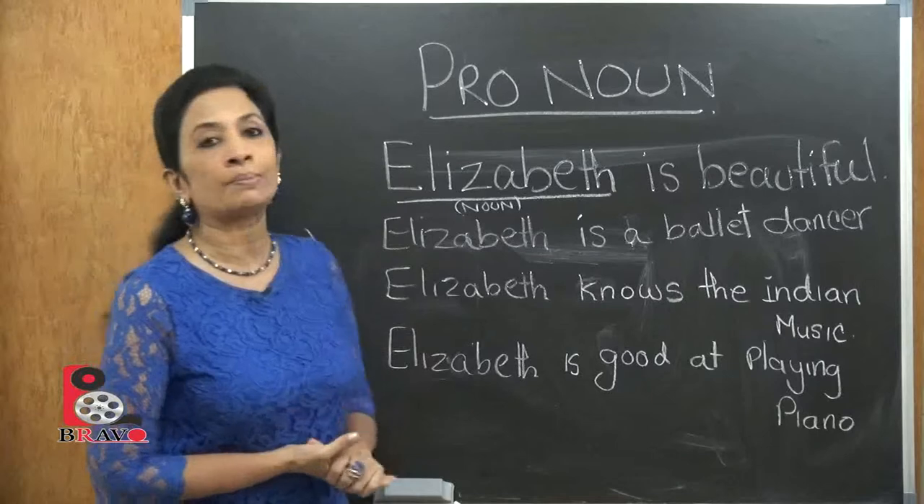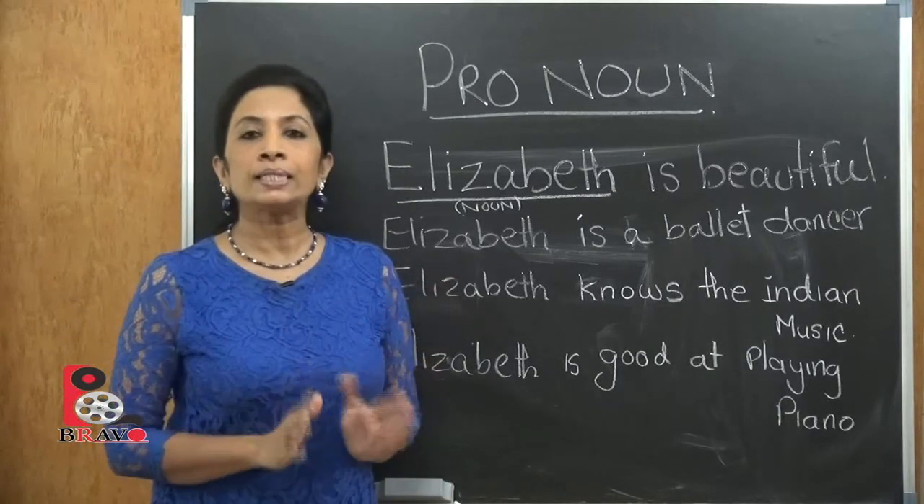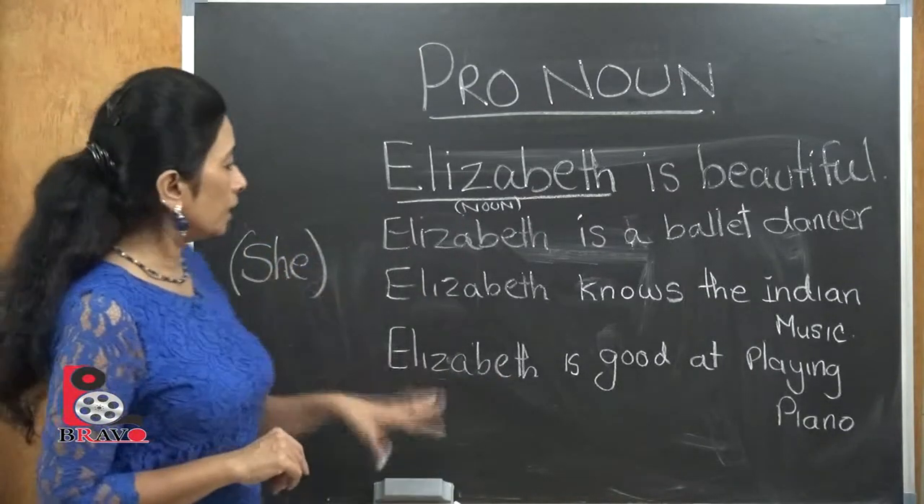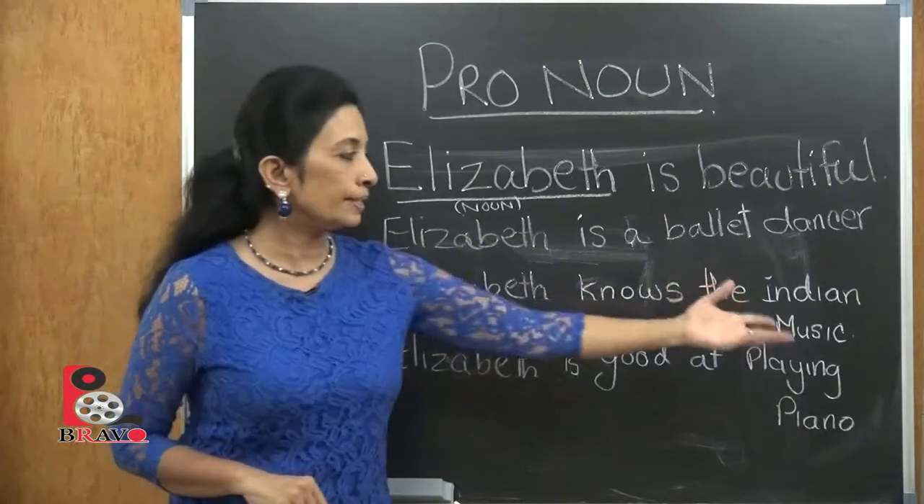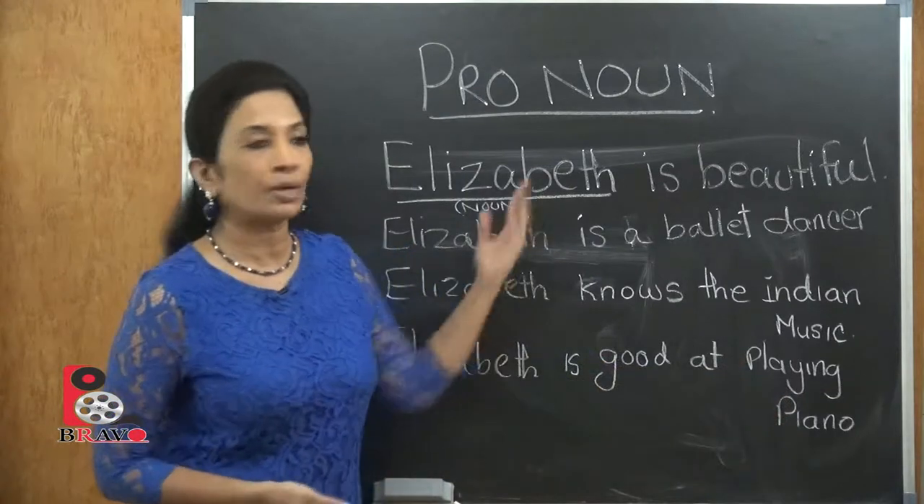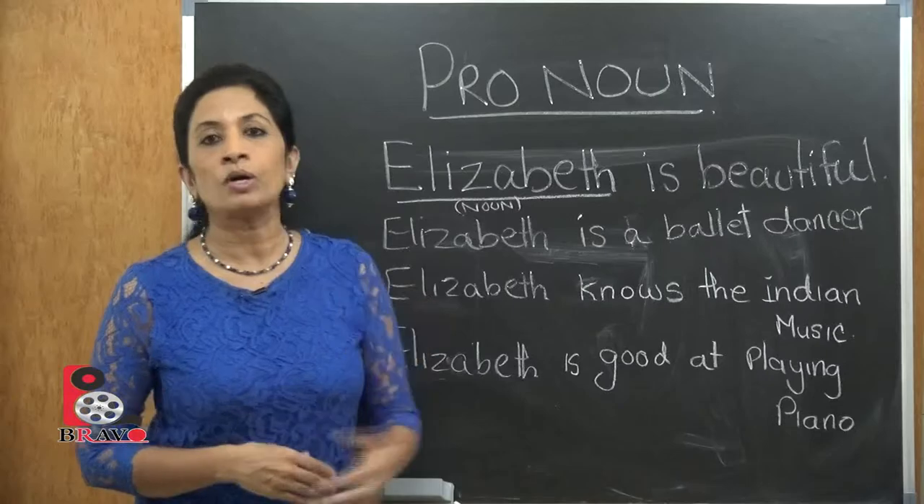So, the pronoun becomes handy here because she is a female. We address her as she. David was he, Elizabeth is she. So, she is a ballet dancer. She is beautiful. She knows Indian music. She is good at playing piano. So, that is another pronoun, which is she. We have seen he, she. Now, we are going to move on to the next one.